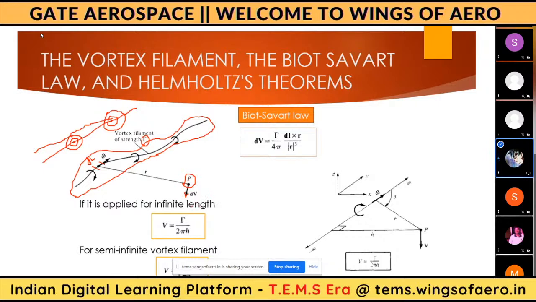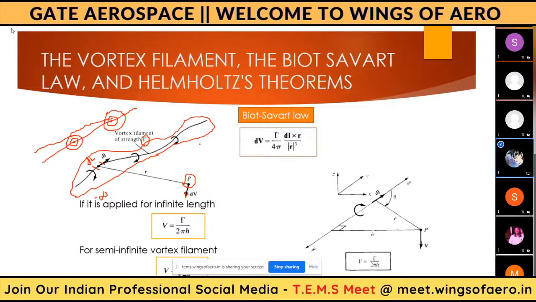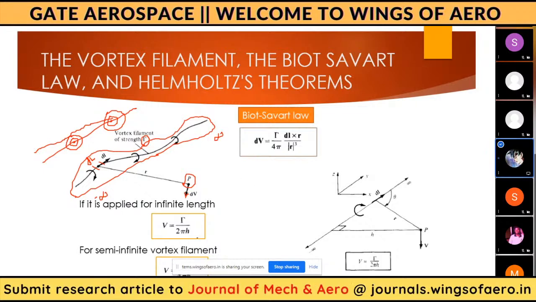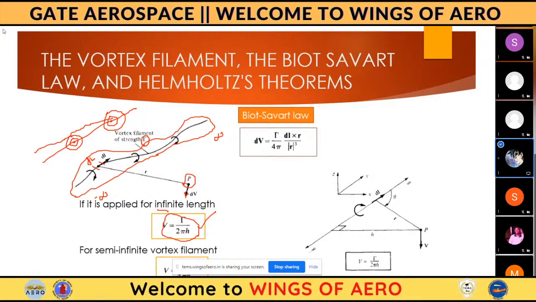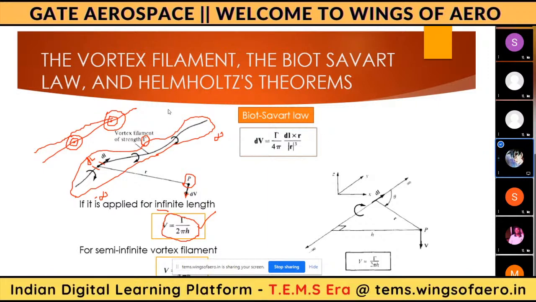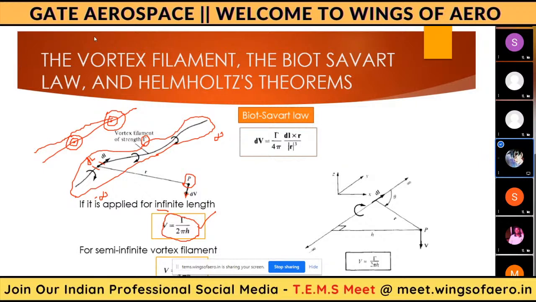So for infinite length, that is from minus infinity to infinity, the induced velocity will be v equal to gamma divided by 2 pi h. This is an important formula, because they will ask questions based on this infinite length. They will ask like this: what is the induced velocity? Specify the induced velocity for infinite length. The infinite length means v will be equal to gamma by 2 pi h.